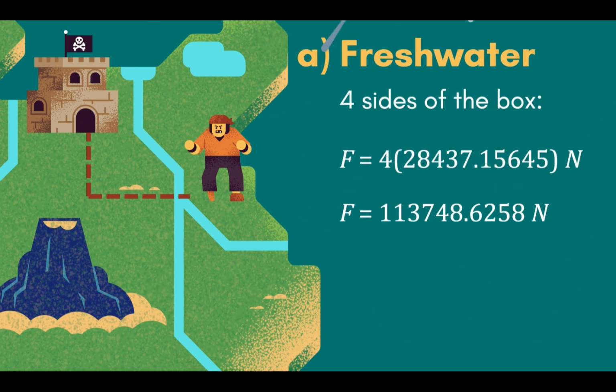We get the value of 28,437.15645 Newton. Considering that there are 4 sides of the box, we simply multiply that answer by 4, which gives the final value of the fluid force on the box as 113,748.6258 Newton.